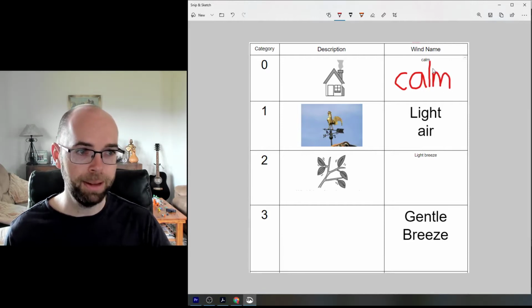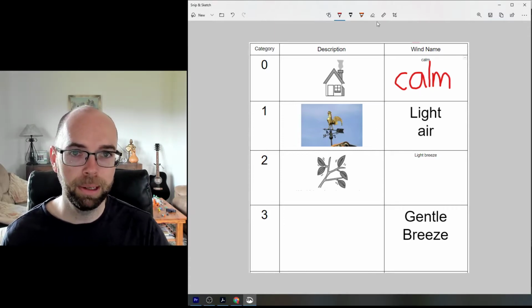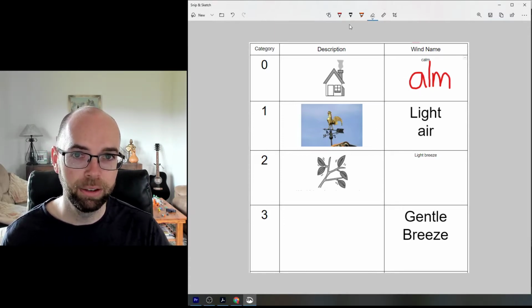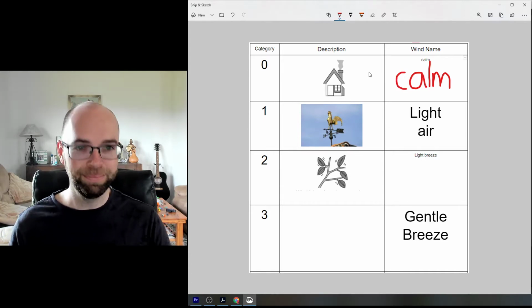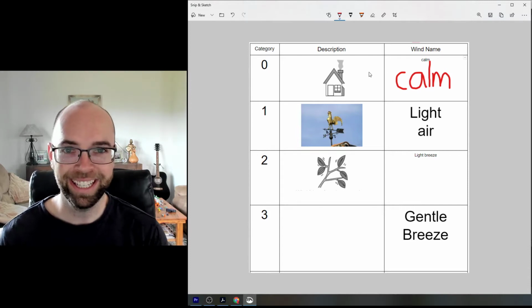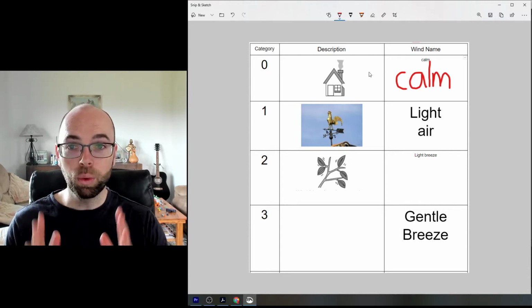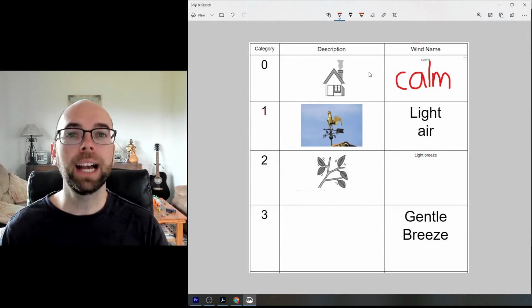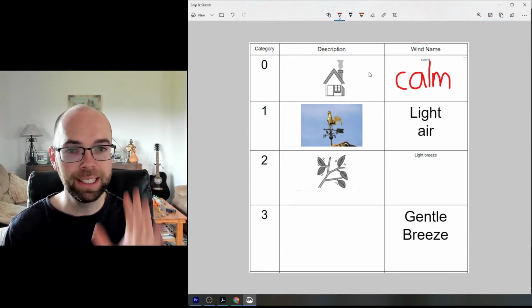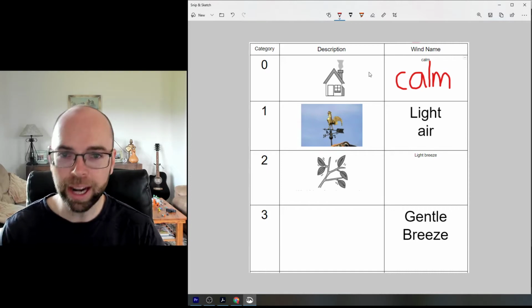There we go. Calm. All right, my C is a little bit messy there. Actually, I'm going to do my C again. I'll try and keep our work nice and neat. That wasn't much better. Let me try one more time. There, that's a bit better. Calm. We want our writing to be nice and neat. Okay, so when there is no wind, we call that calm. Okay, it is calm. All right, good.